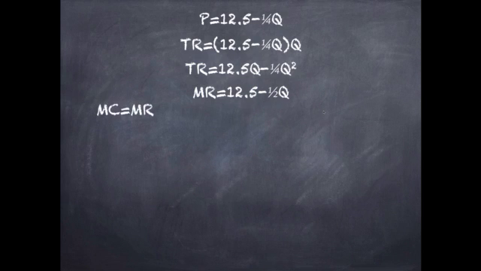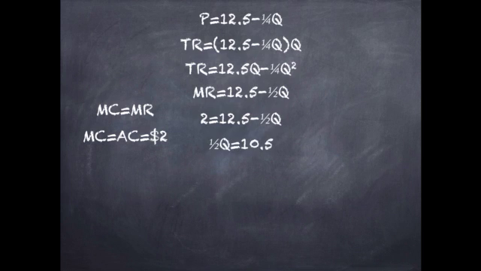I have marginal revenue. I know that profit maximization occurs where marginal cost is equal to marginal revenue. And I also know that marginal cost equals average cost is equal to 2. So I could set marginal revenue equal to marginal cost. And I have marginal revenue of 12.5 minus 1/2 Q, marginal cost equal to 2. I set them equal to one another and solve for Q. And I end up with a quantity of 21.